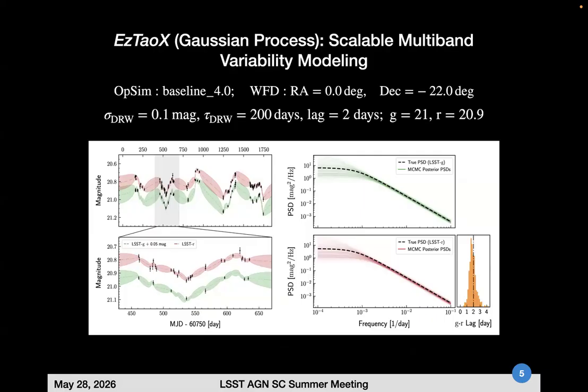Here is just a quick slide to demonstrate what EzTao actually does. This shows simulated DRW light curves. We put in the wavelength dependence of the amplitude and timescales, and also an interband lag. Here is a fit to the actual light curve, shown in black, and here are both the input in black and the recovered PSDs. Again, we're using DRW, very simplistic, but we're showing we can do this. And here is the true lag and the inferred distribution for the g and r band lag, right? That's good. And this takes about 10 seconds to run.